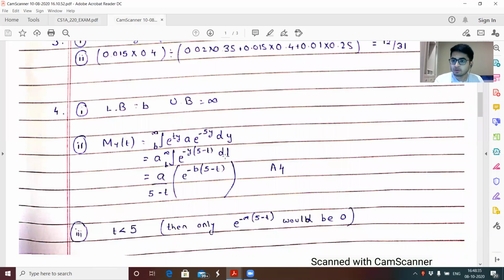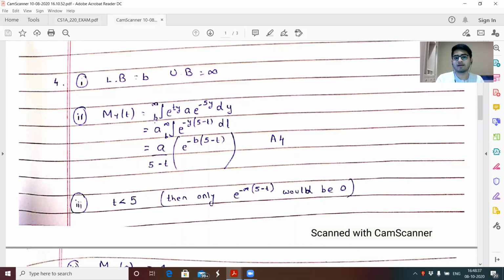Next part was to calculate it. We need to simply apply normal integration, and I am assuming that t is less than 5 so that this becomes positive, and when I put infinite here, I get a term of 0. So this is the answer I'm getting, that is A4, and the assumption for which the part 2 result holds is when t is less than 5.